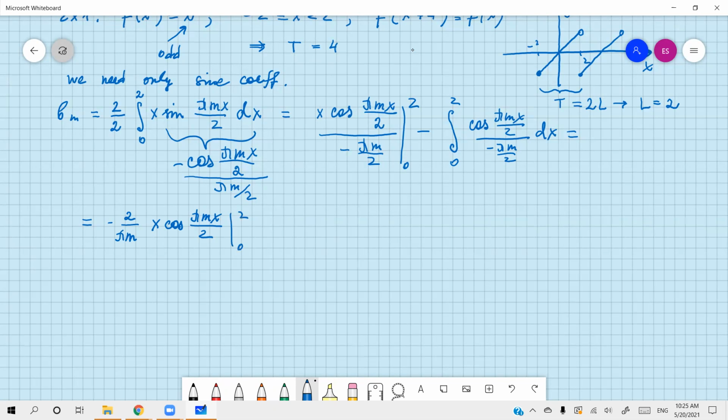Limits 0 and 2. Minus and minus are going to give me plus, right? And that's going to give me 2 over pi m if I put it in front. And then I'll need to integrate cosine. The integral of cosine is going to give me sine of pi m x over 2 divided by pi m over 2, the coefficient of x. So maybe I should just take this one and place it squared and erase this, to not copy everything one more time.